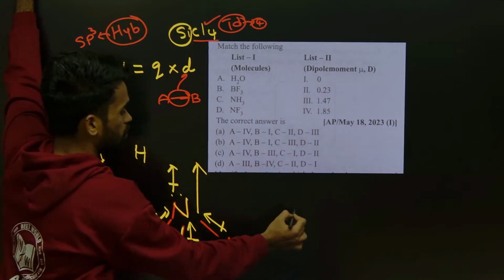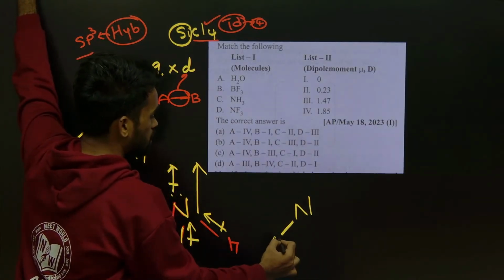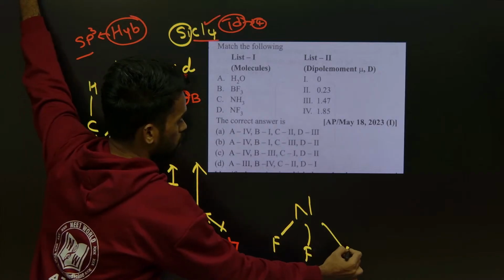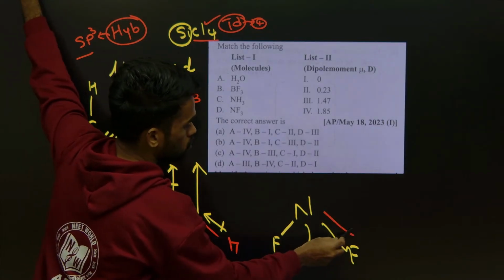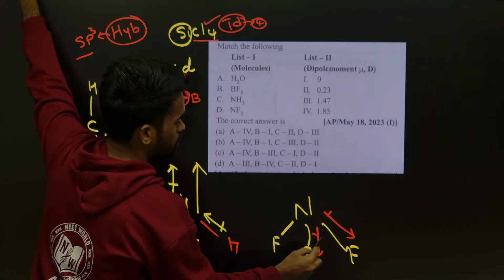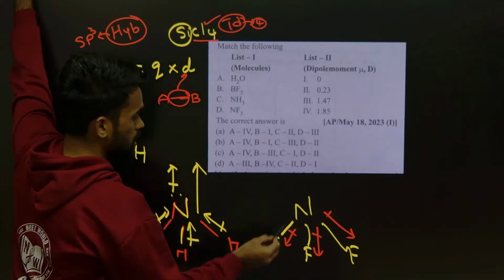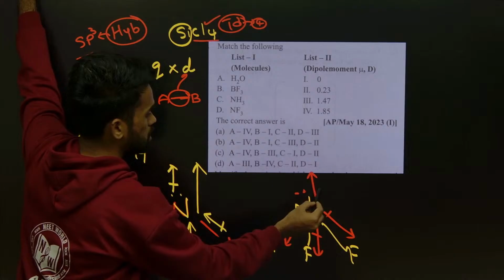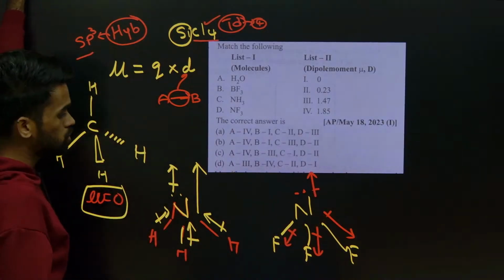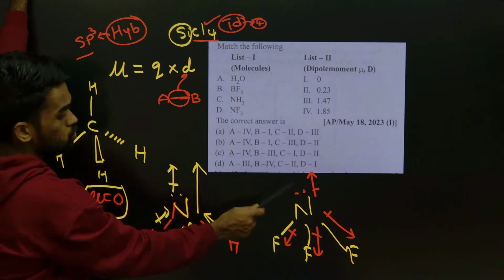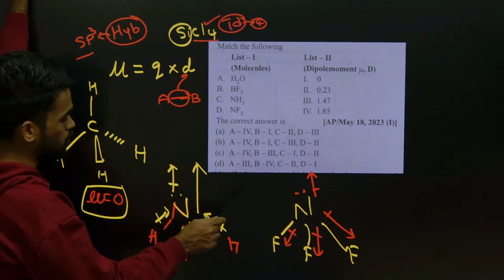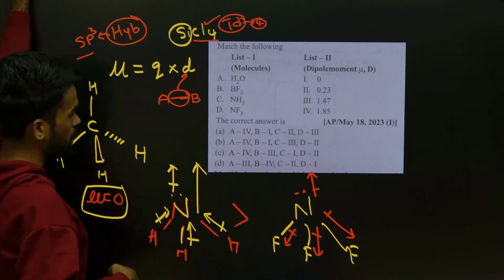So maximum dipole moment will be seen in NH3. When we compare with NF3 here, the fluorines are more electronegative than nitrogen, so the fluorines will drag the bonded electrons towards themselves, and the lone pair moves upside, always towards itself only. So they will be cancelling each other to some extent. Therefore the dipole moment of NH3 will be greater than NF3.